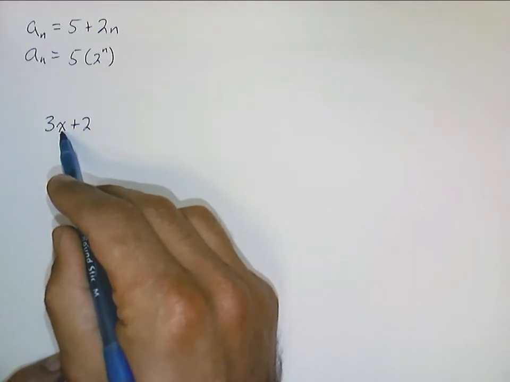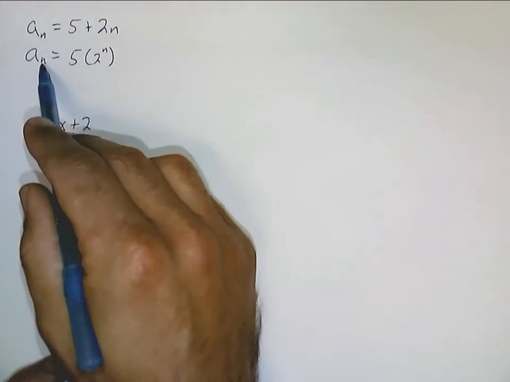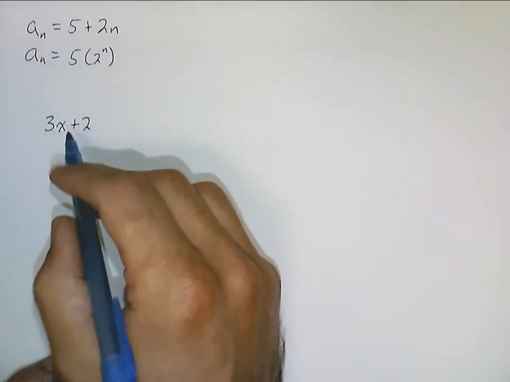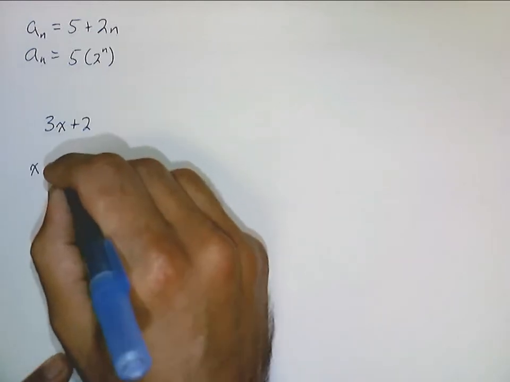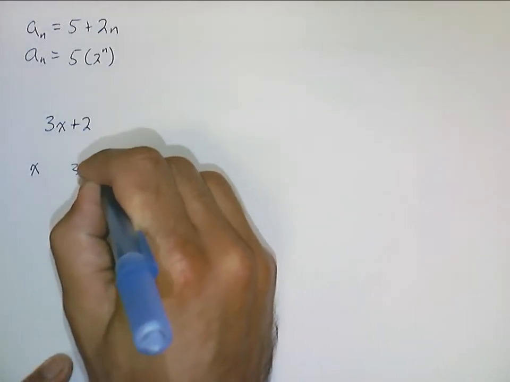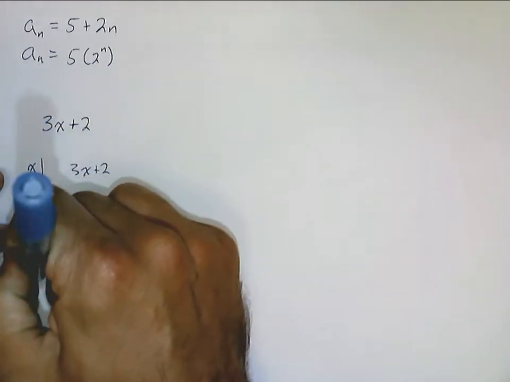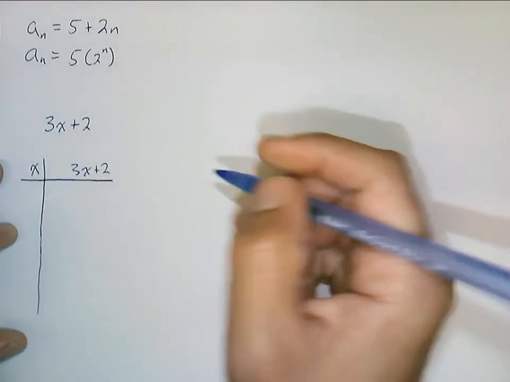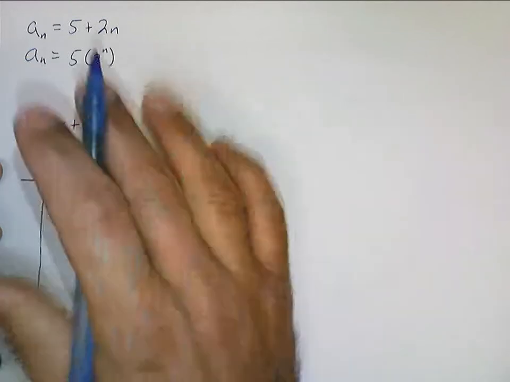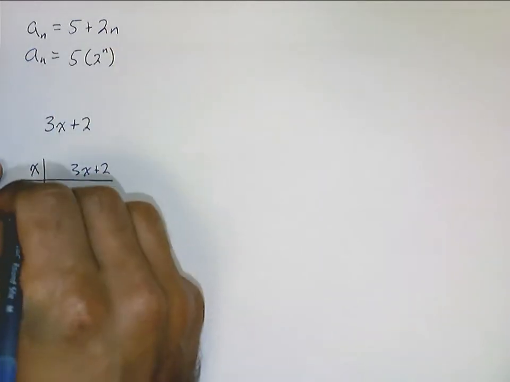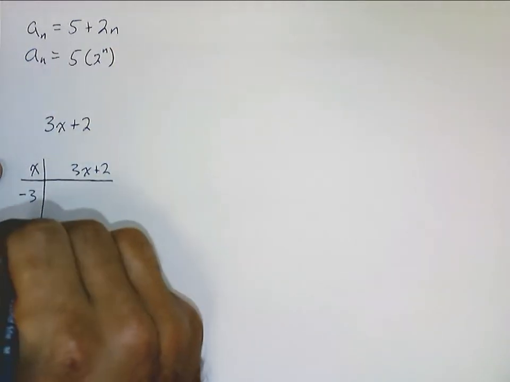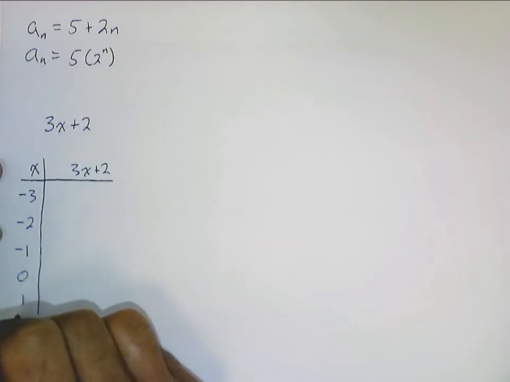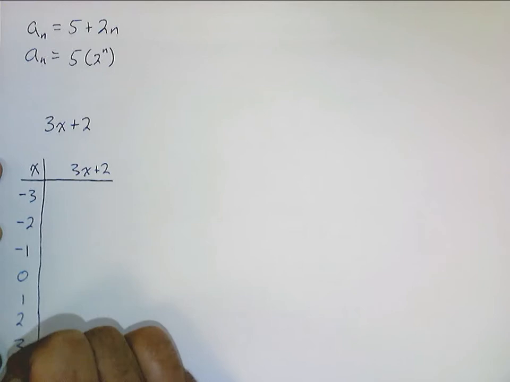So an x refers to any real number. N just refers to any natural number. And so we could make a table of values here. x and 3x plus 2. We're going to be doing this a lot in class for the next activity. And we can let x be any real number, but we're going to keep it simple and just stick with integers for right now. Maybe just go -3, -2, -1, 0, 1, 2, and 3.